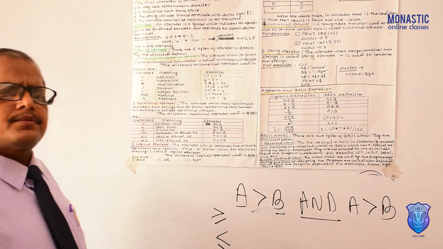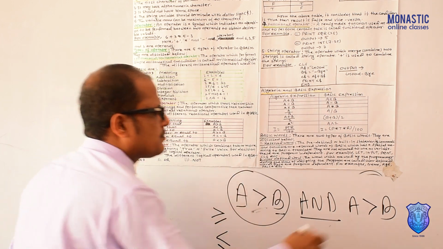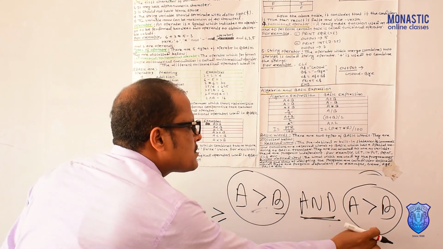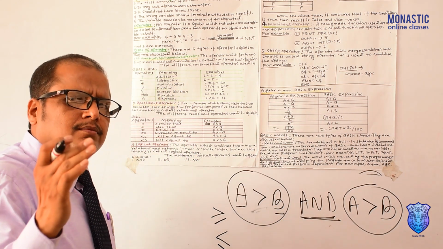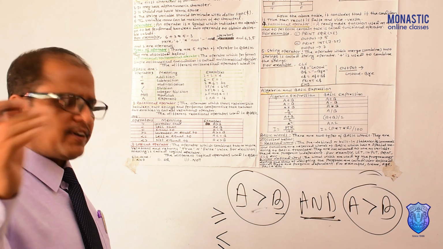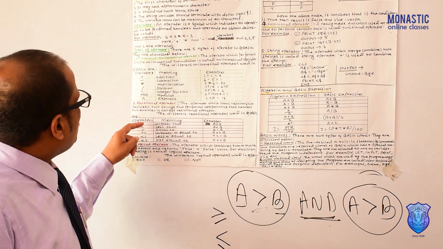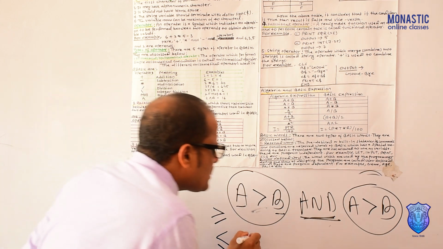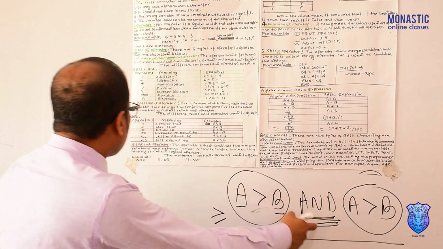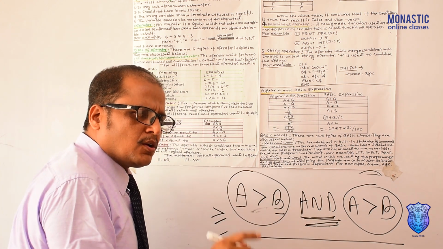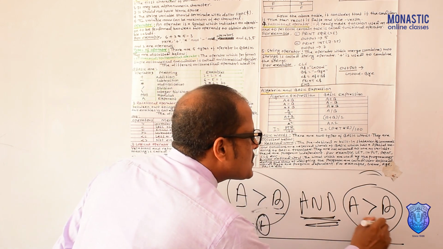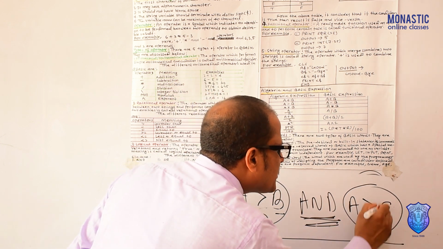The operator that combines two relations, then makes a decision and produces a logical answer, either true or false, either yes or no, is called a logical operator. In this expression, AND is a logical operator which combines two relations. One is A greater than B, and the next one is A greater than C.